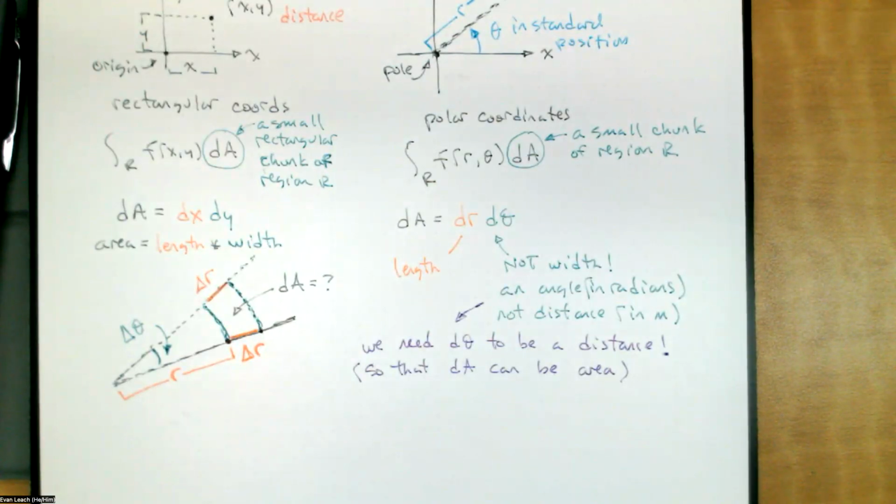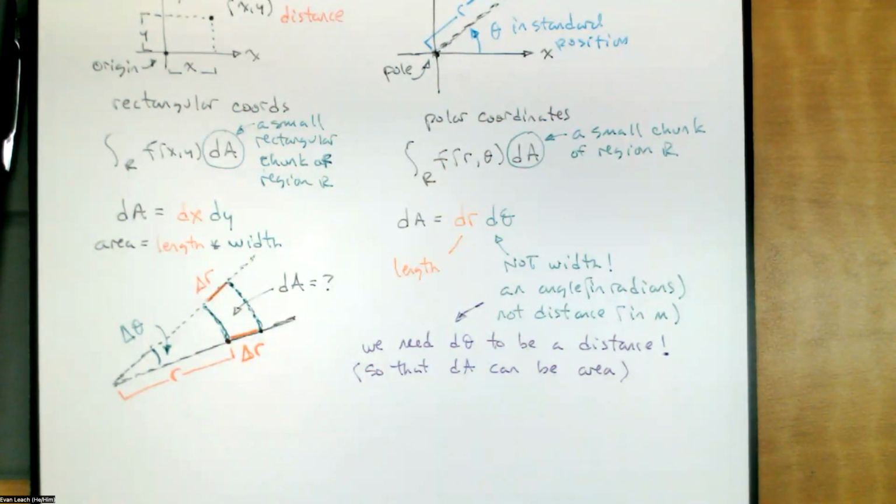Everybody see the problem? I want to make sure that everybody recognizes the issue. dr or dx dy is length times, or distance times distance. That gives us an area. I want dA to represent an area. dr d theta, not good enough. dr is distance, d theta is angle, which is not distance. It's the wrong units. I need to turn d theta into a length.